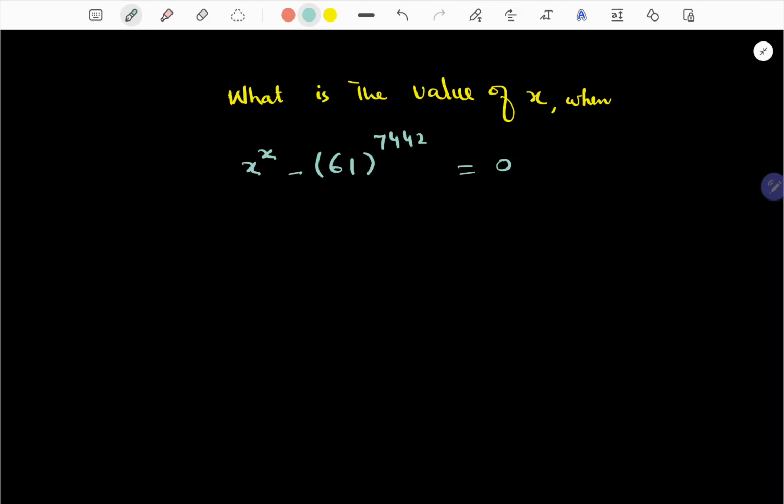Hello everyone. In this problem we have to find the value of x when x power x minus 61 power 7442 is equal to 0. Let's move towards the solution.